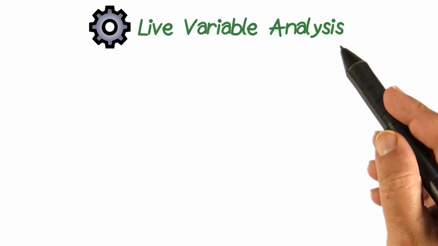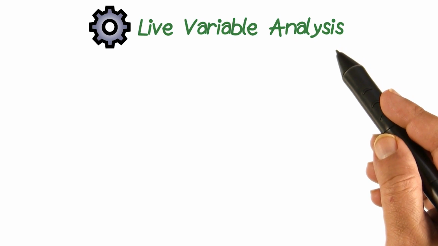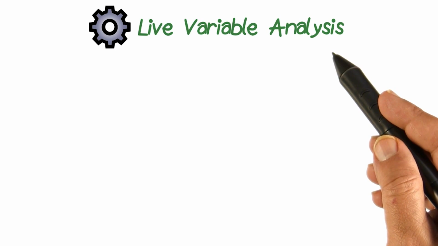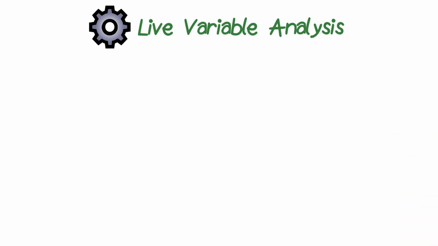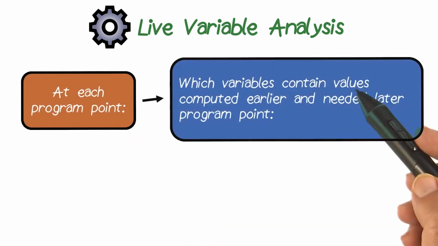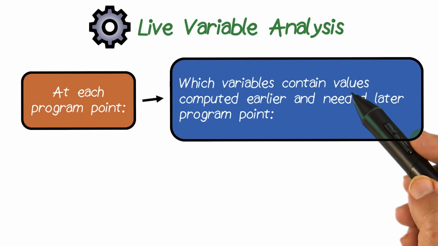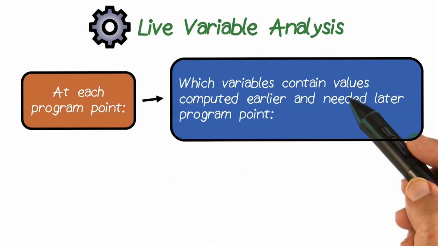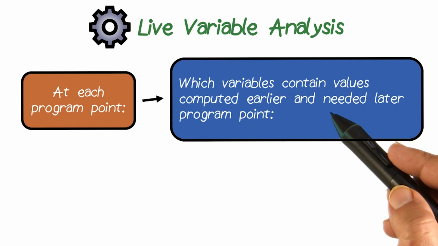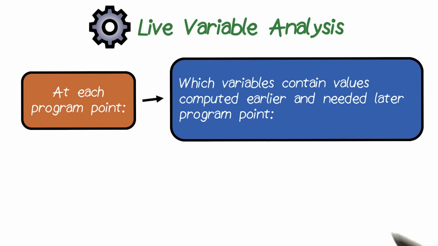So having defined the concept of program points, students, and having reviewed the control flow graphs that are there for IRs, let's now introduce the central concept which is very, very important for register allocation, which is called the live variable analysis. So what exactly is a live variable at a given program point? Those variables which contain values computed earlier and needed later, further than that particular program point, are the live variables at that particular program point.